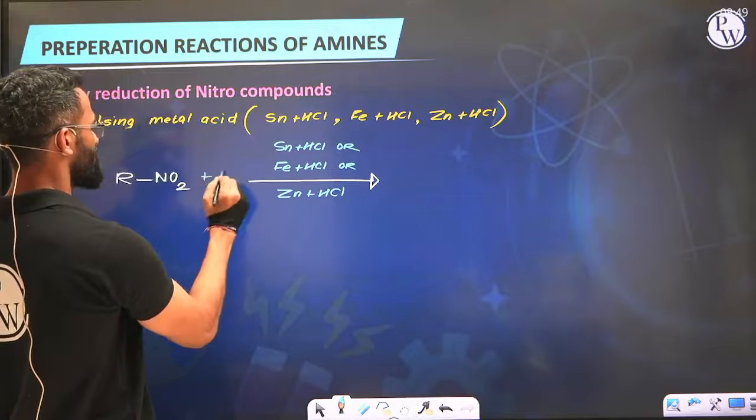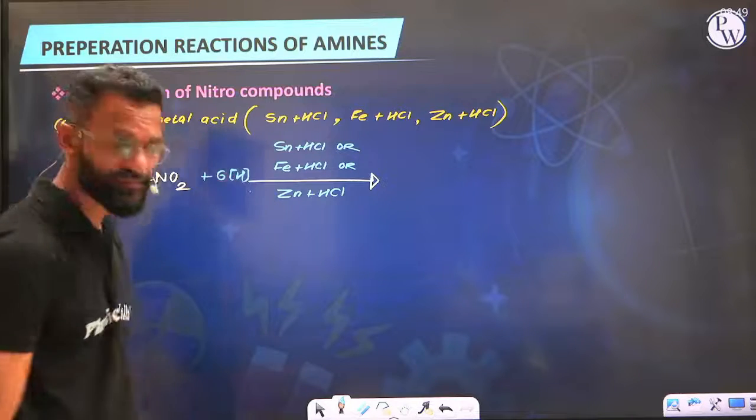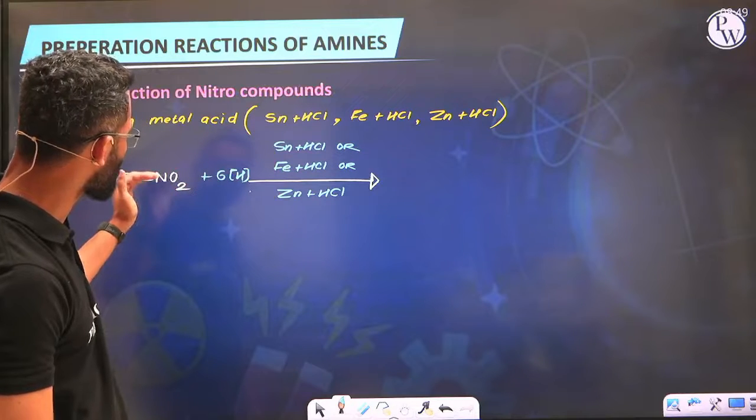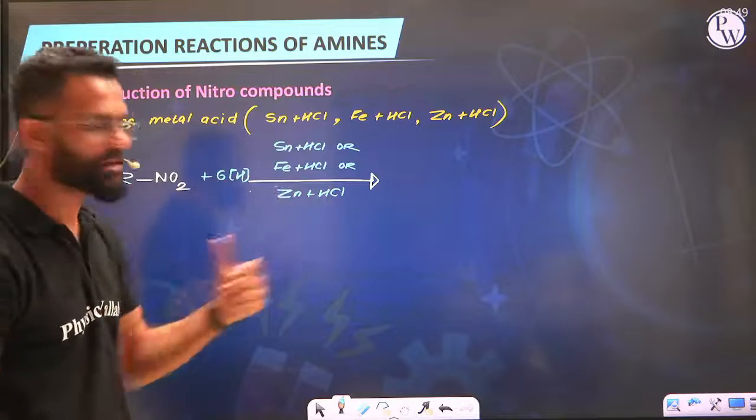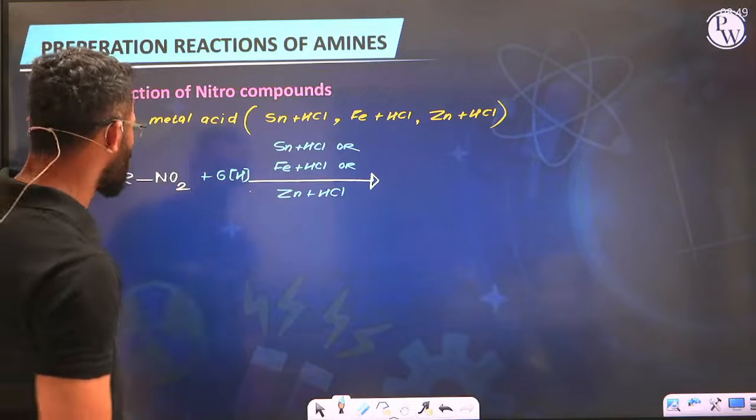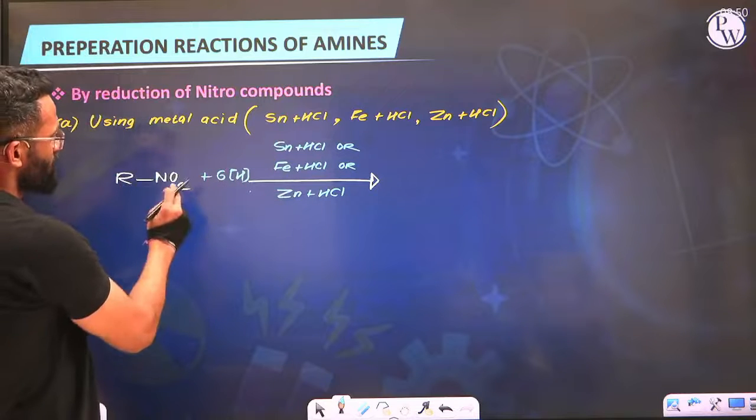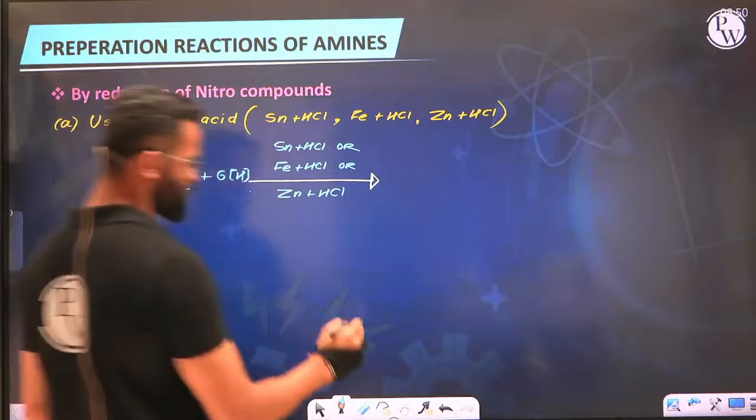So let's say 6 nascent hydrogens have been produced. Again, the metal will have a role of donating electrons, making the atom electron rich. That rich atom will accept H plus from an acid, and that's how the metal acid combination works. So just for the sake of remembering, nitroalkane upon reduction with any of these, the 2 oxygens will come out in the form of water. So we'll be writing 2H2O as a byproduct.